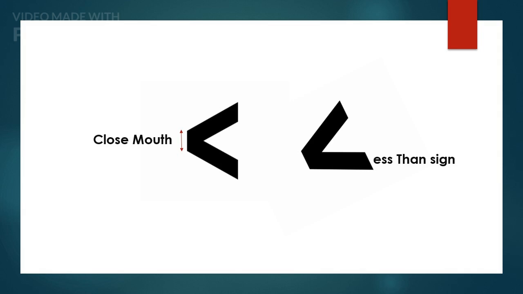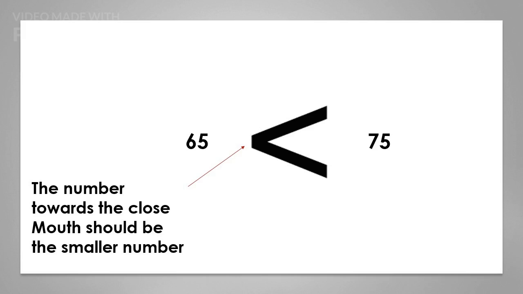Another easy way to remember is by saying it as a close mouth. Now, in this situation, an alligator's mouth is facing the opposite direction. So, the number towards the close mouth should be the smaller number.